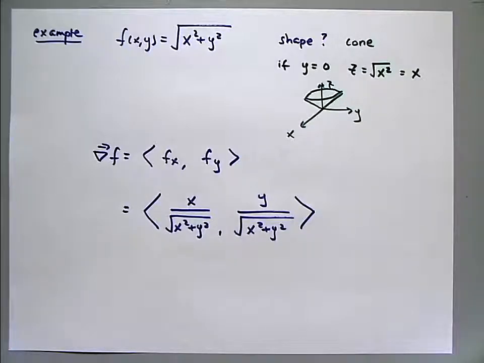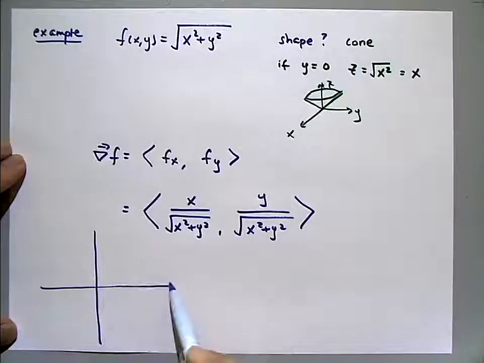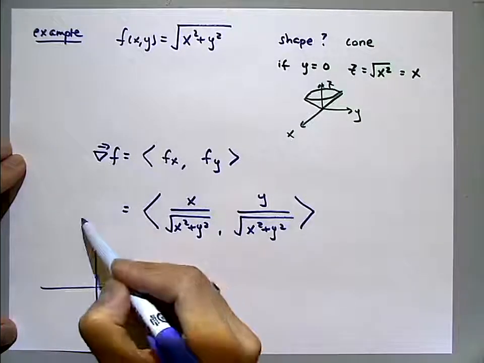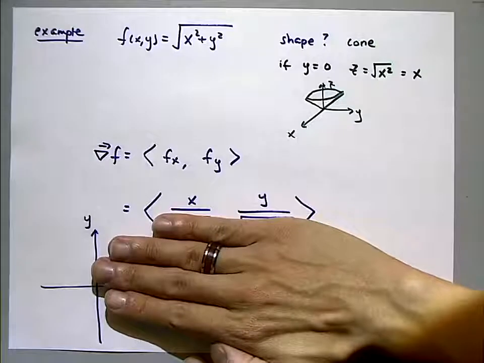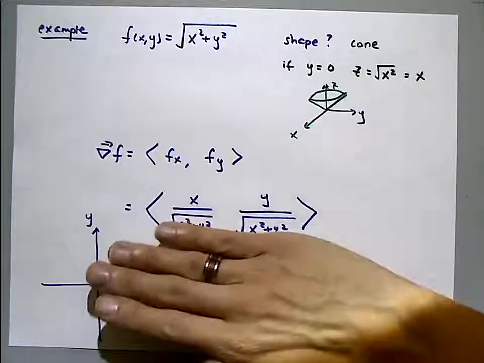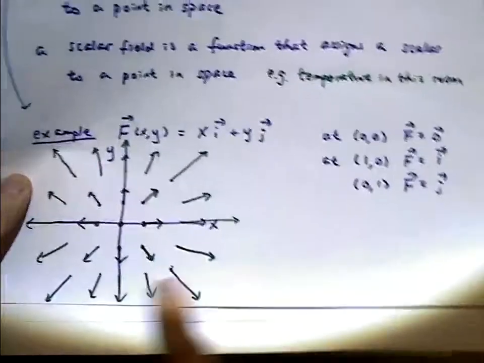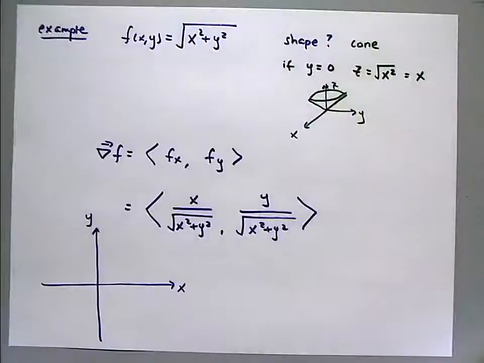Okay, so what does this look like? If you ignore the denominator for now, you just get x comma y. And we have seen that shape earlier. Right? Ignoring the denominator for now, x comma y looks like this. Right? Things flowing away from the center.